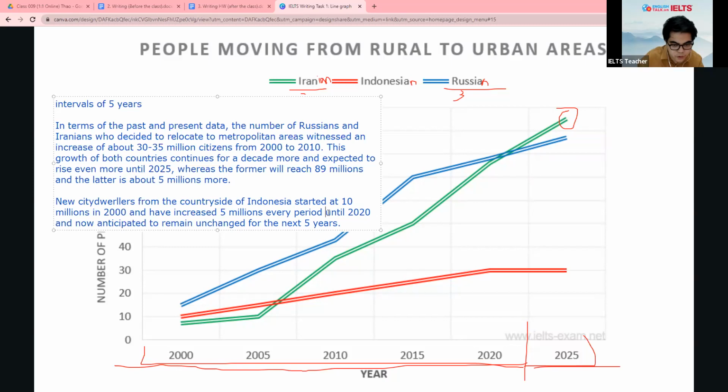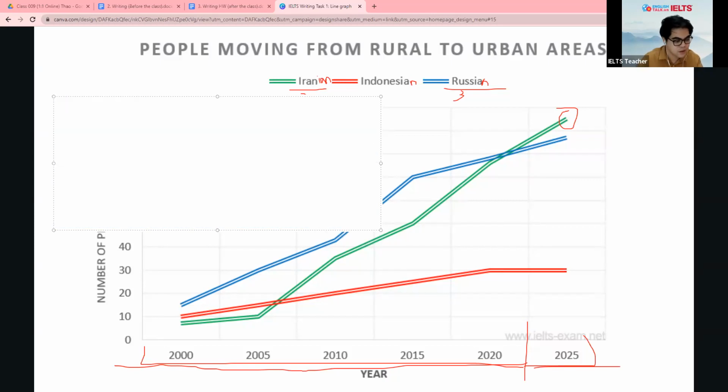Every period for 4 times until 2020. But if you already put here intervals of 5 years, we can delete this. Okay, so that is one way to describe this. Okay.